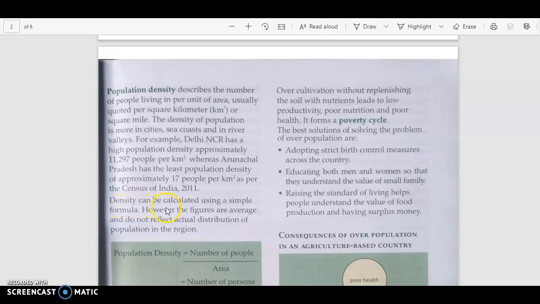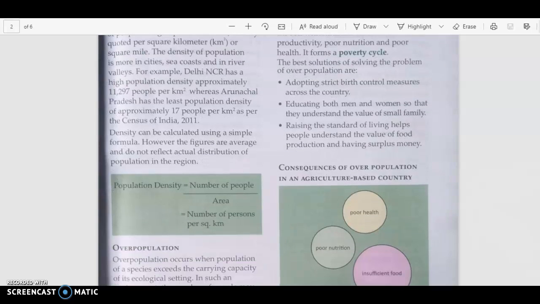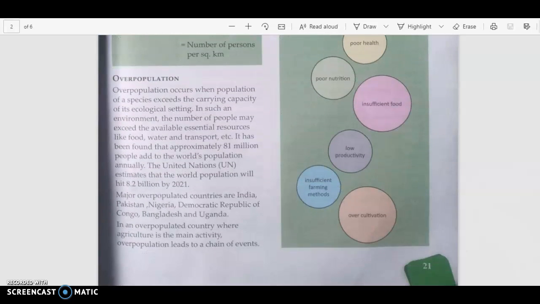Density can be calculated using a simple formula. However, the figures are averages and do not reflect the actual distribution of population. So exactly, we just get an average. So density of population means the number of people divided by the area, that is, number of persons per square kilometer is the density of population.